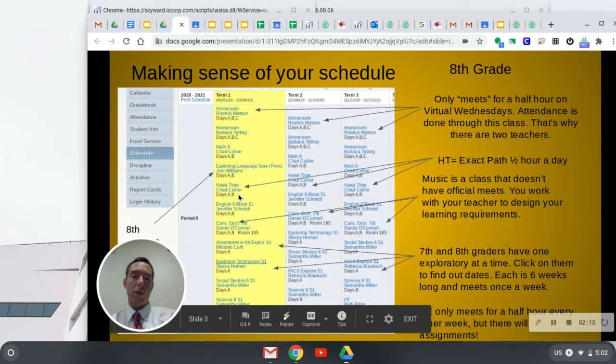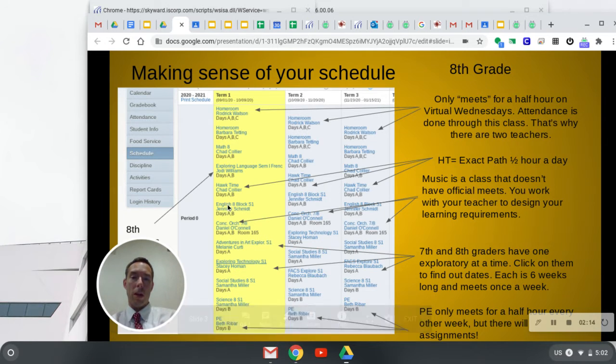You'll see Hawk Time loaded here. That means Exact Path. So Mr. Collier is this student's person. All 8th graders have Mr. Collier. And so all that means is that Mr. Collier is the one who can unlock things for you in Exact Path and answer questions. And he'll tell you more about Exact Path.